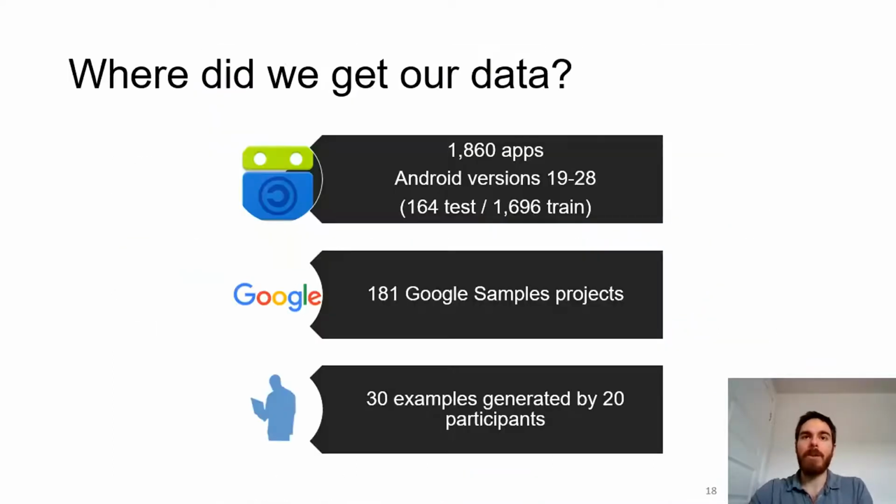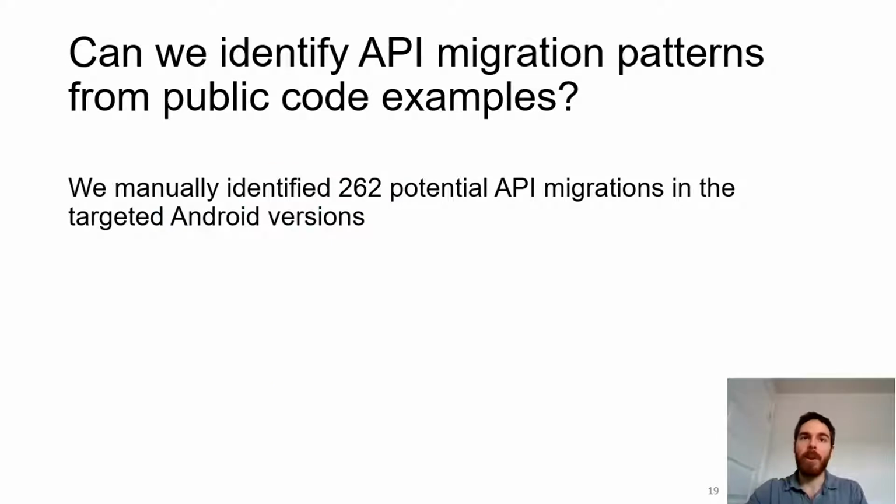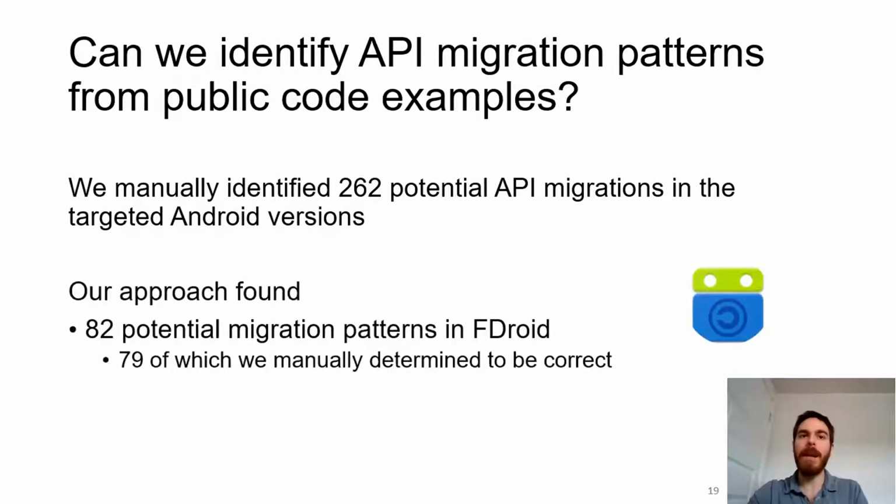So we got our data mostly from F-Droid, which is a sample of free open source Android applications. But we also looked at the Google Samples project, and we asked some users to generate examples to see if it was easy or not for users to generate these examples by themselves. So our first step was to manually identify potential API migrations to see if our tool could identify them in the wild. So we manually identified 262 potential API migrations in the versions between 16 and 26 of the Android API. And then we ran our tool on the sample previously shown.